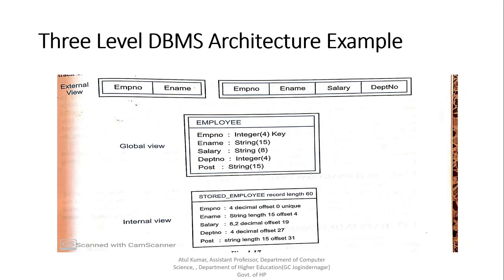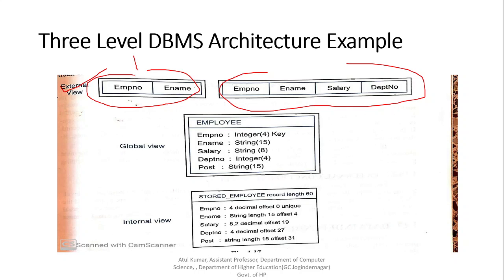So this one is the example of the three level DBMS architecture. So the first is the external view. We have different views, this one is one view, this one is another view. So this user is accessing only employee number and employee name. The second user is accessing employee number, employee name, salary and department number. And I have discussed that we have only one conceptual view for each DBMS architecture. So this one is the conceptual view.